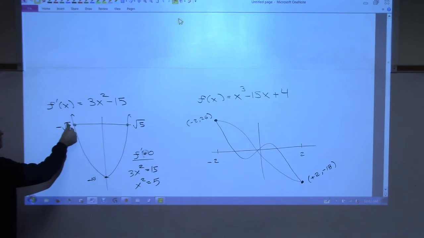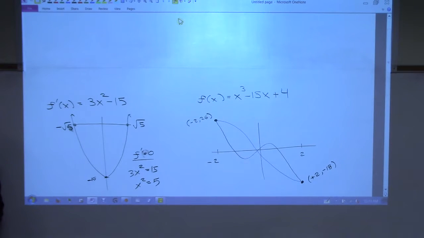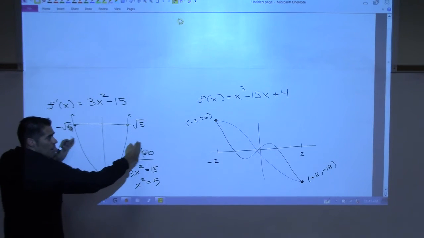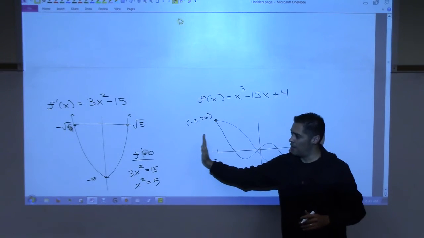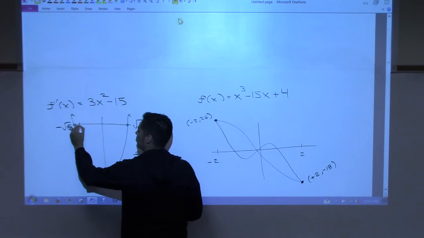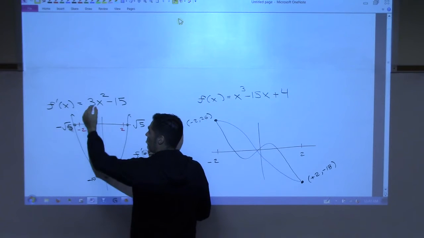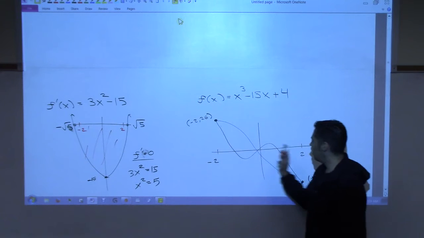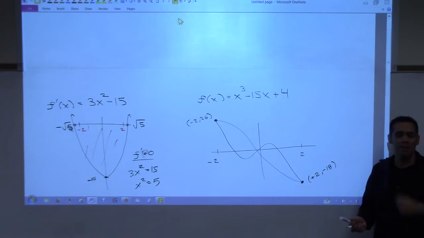That's not root 5. Well, what do you think? These numbers right here, root 5 and negative root 5, are actually bigger, right? Root 5 is out here. Negative root 5 is out here. So if I look between just negative 2 and 2, as long as I'm in here, the derivative here is negative. So when I'm between here and here, the derivative is negative, which means it's always decreasing, which means it cannot come back up and get another x-intercept.